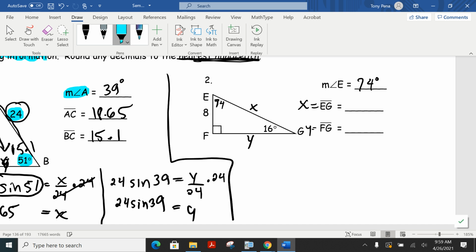We can't do the Pythagorean theorem yet because we only know one of the 3 sides. So we're only left with SOHCAHTOA: sine, cosine, or tangent. Pick whichever angle you want. Let me do this one together. Just make sure we get another one done before we leave here.